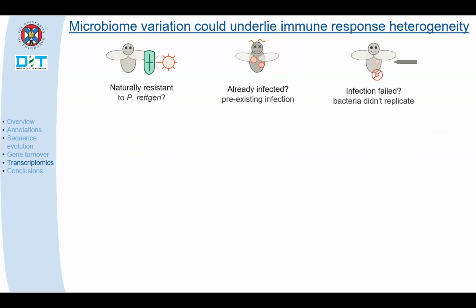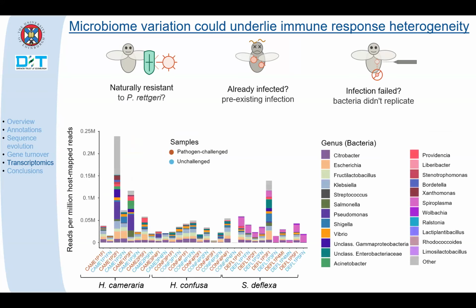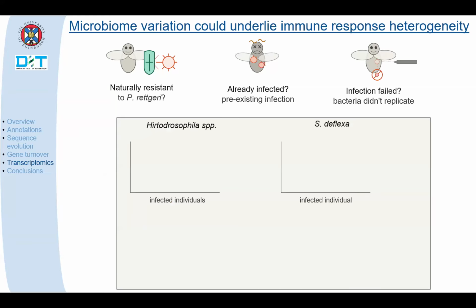So to explore all these possibilities, we looked at the microbiome data in these flies. We retained the reads that did not map to the genome of these flies, and then we profiled the bacterial composition of each individual. The result was striking. You can see the Providencia reads in the Drosophila species, mostly in the infected individuals, but we didn't see the Providencia in Drosophila reflexa. Instead, we see Spiroplasma in all the individuals of Drosophila reflexa. So let's look at this side by side for clarity.